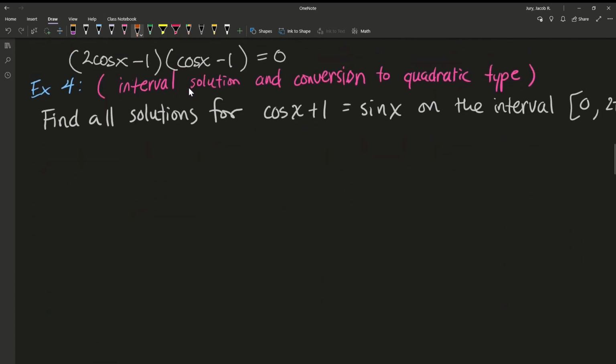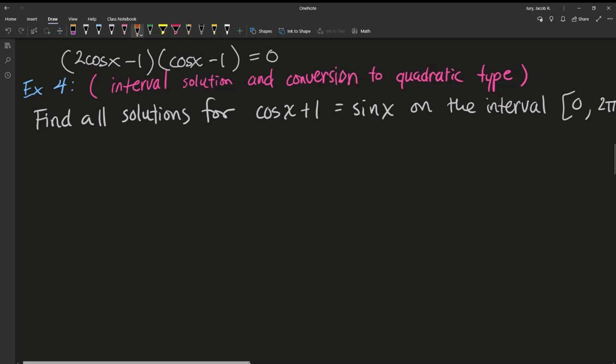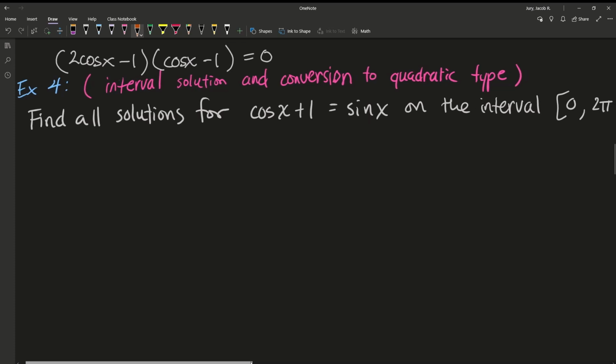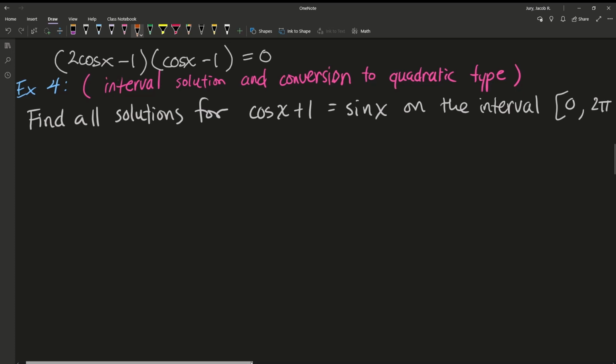Okay, this is our last example. So we want to find all solutions on the interval 0 to 2 pi for this equation here hidden in the middle of all this. So we want to find all solutions from 0 to 2 pi.